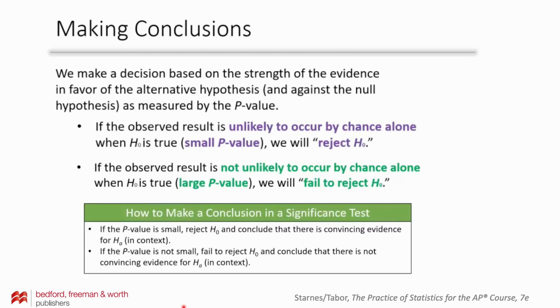So how to make a conclusion in a significance test. If the p-value is small, we're going to reject the null and conclude that there is convincing evidence of the alternative in context. If the p-value is not small, in other words, it's large, we fail to reject the null and conclude that there is not convincing evidence for the alternative in context. So again, if the p-value is small, we reject the null. If the p-value is not small, we fail to reject the null. And remember, everything has to be in context.